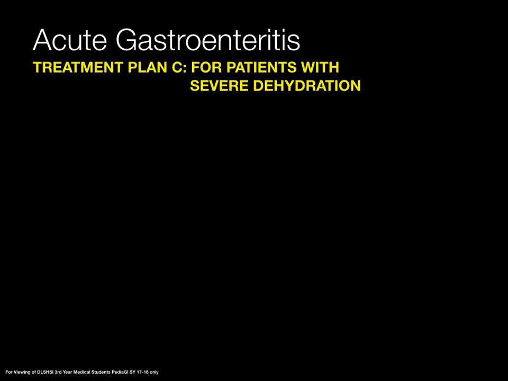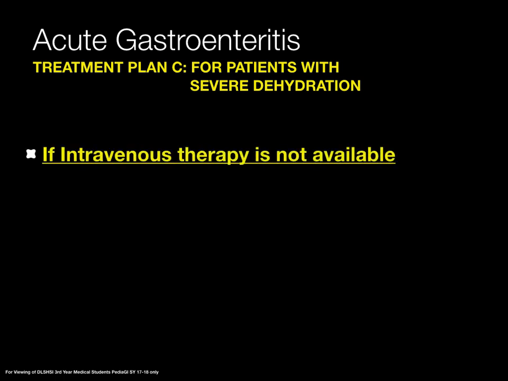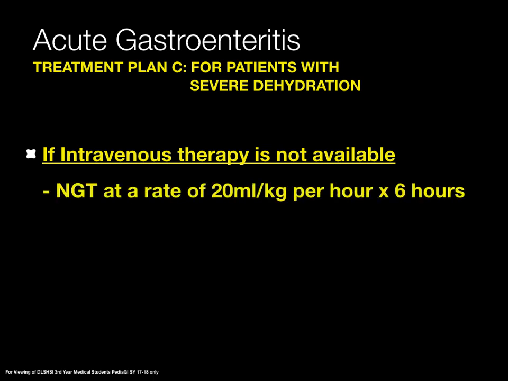If intravenous therapy is not available, you can insert a nasogastric tube. Upon insertion of the nasogastric tube, give ORS at a rate of 20 ml per kilo per hour for 6 hours. If the facility is within 30 minutes, bring the child to the facility, but if not, still insert an NGT. If there's no improvement for 3 hours after nasogastric tube hydration, bring to the nearest facility.